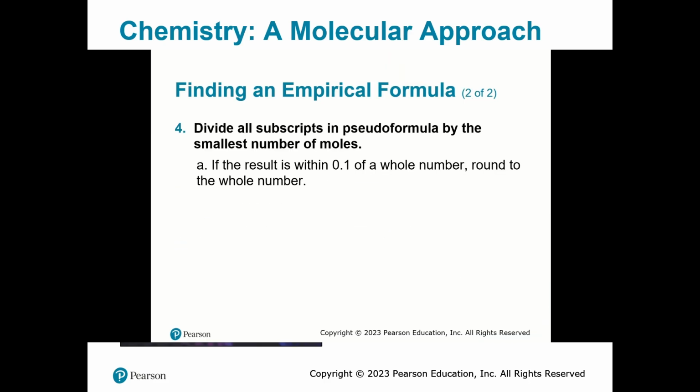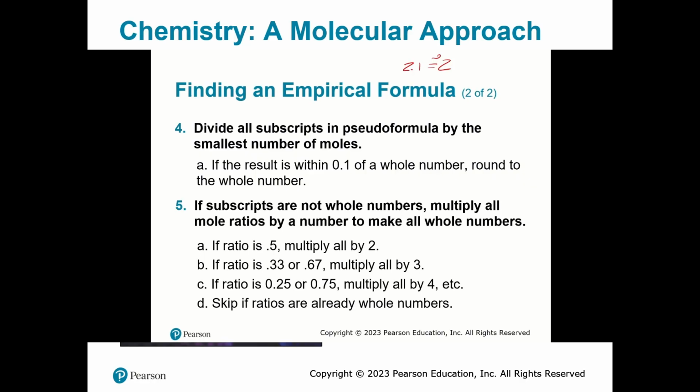However, it's not the end. You need to find which one is the smallest number of moles, and then you divide all by it, because a molecule can have more than 2 atoms together. So you're going to divide all by the smallest number of moles. If the result is within 0.1 of a whole number, you can round to the whole number. For example, if it's 2.1, I'm going to say that is 2.